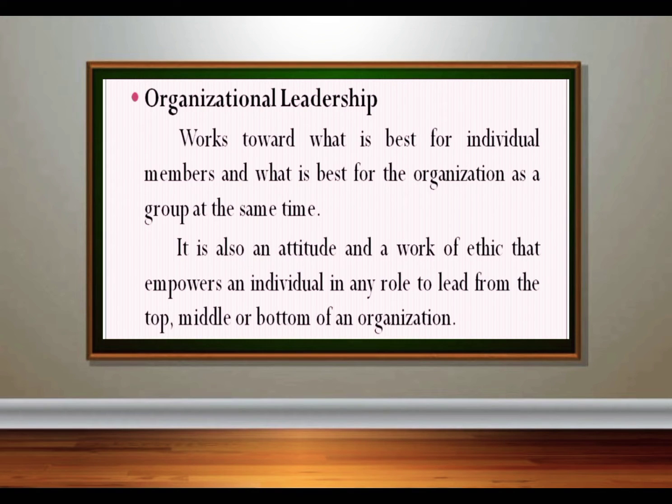Organizational leadership also is an attitude and a work ethic that empowers an individual in any role to lead from the top, middle, or bottom of an organization. Applied to the school setting, the school leader helps anyone from the organization, not necessarily from the top, to lead others. An example of this leadership, which does not necessarily come from the top of the organization, is teacher leadership.